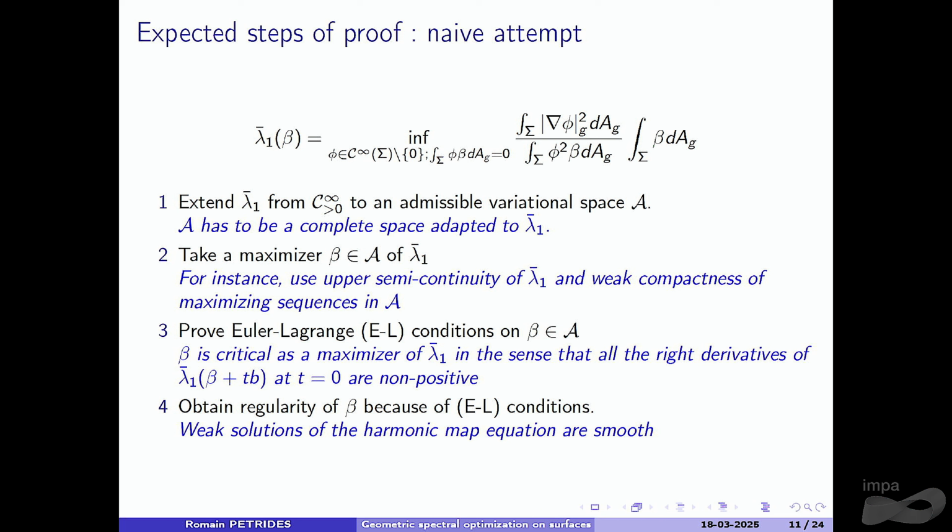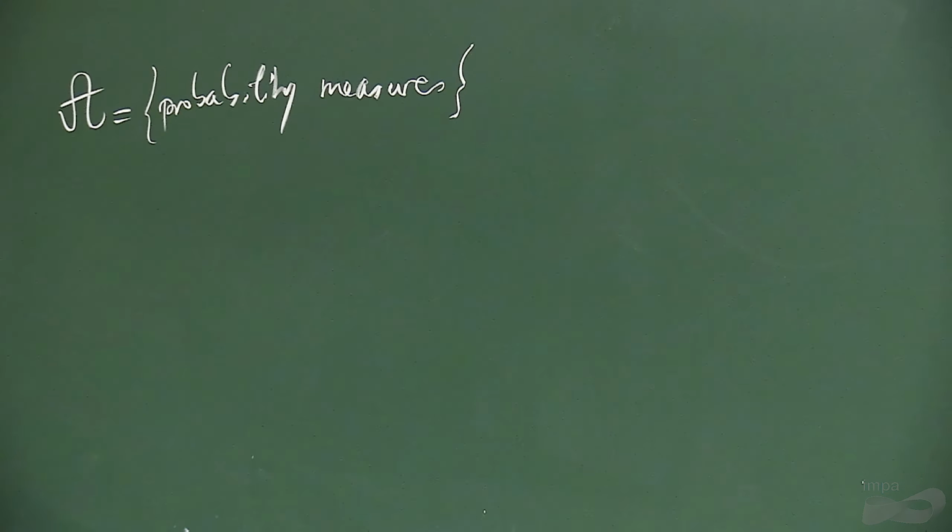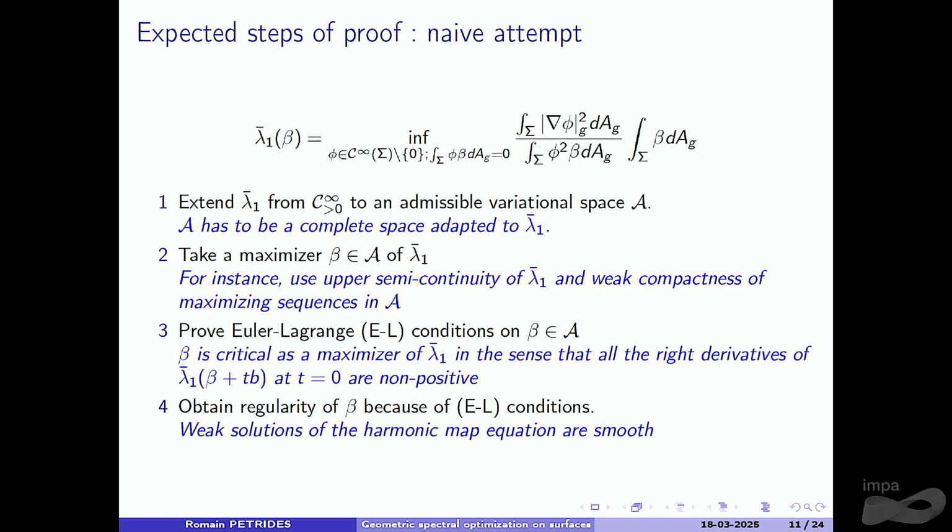This functional is, you are happy because it is upper semi-continuous by kind of definition, because you take an infimum, and it's okay. You have weak compactness because the set of probability measures is the dual of the space of continuous functions. So as a dual, you have the weak star convergence. So it weak star converges. So step 1 and 2 is okay.